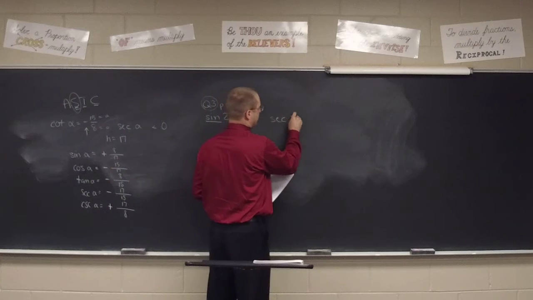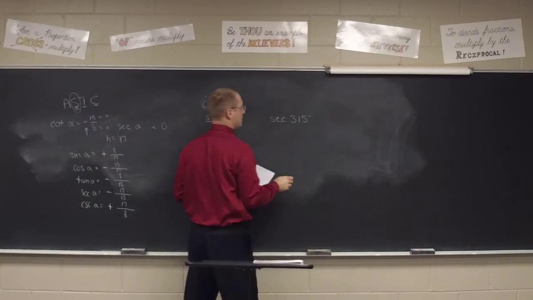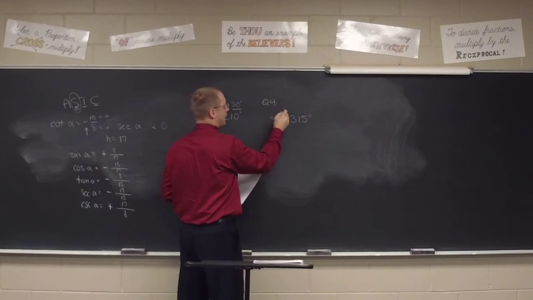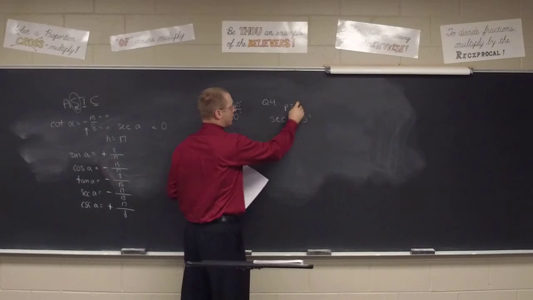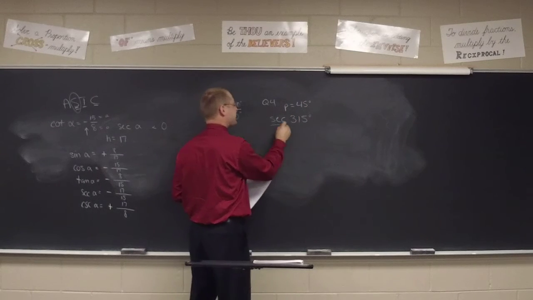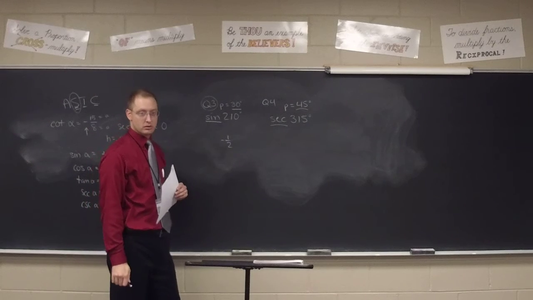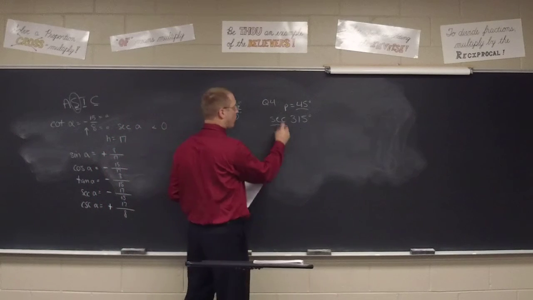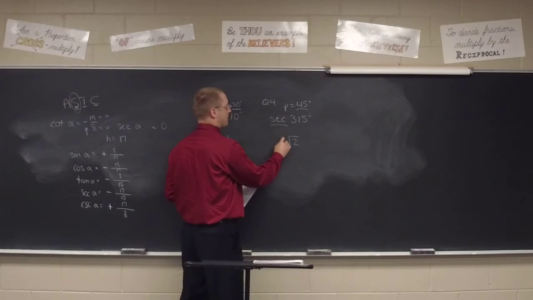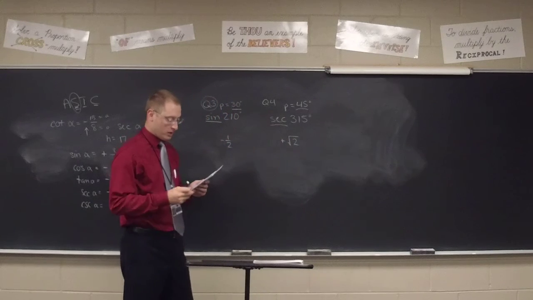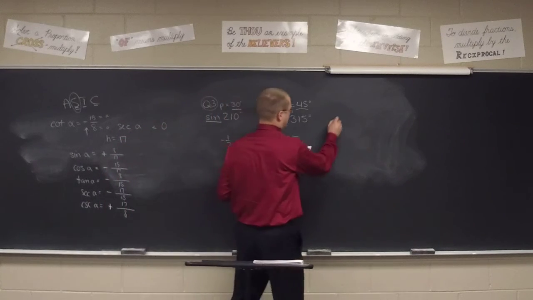What about the secant of 315? Again, start with the quadrant, and then the reference angle, 45. And then what is the secant of 45? Square root of 2. And in quadrant 4, secant is positive. So you get positive square root of 2. Cotangent, 180.